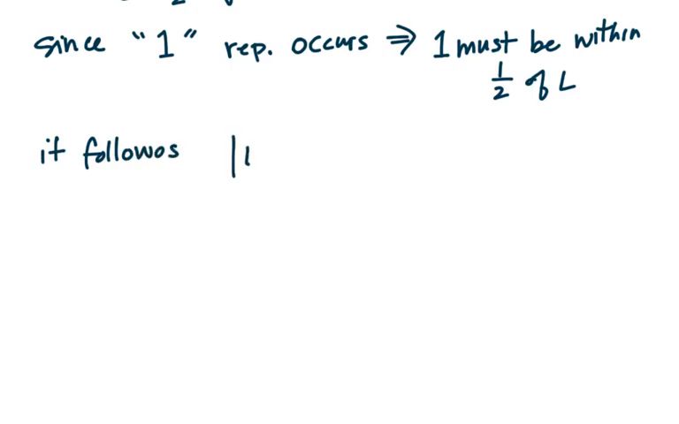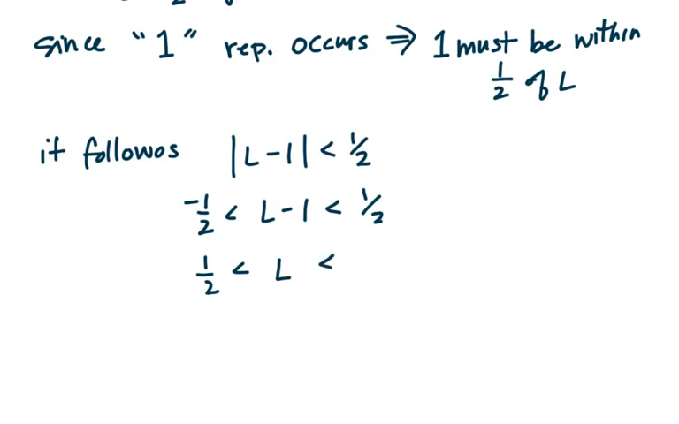So it follows that the absolute value of L minus 1 needs to be less than 1/2. Solving that absolute value inequality, we have that negative 1/2 is less than L minus 1, which is less than 1/2. Add 1 to both sides. We've got positive 1/2 is less than L, less than 3/2. So in this situation, L is lying between 1/2 and 3/2.